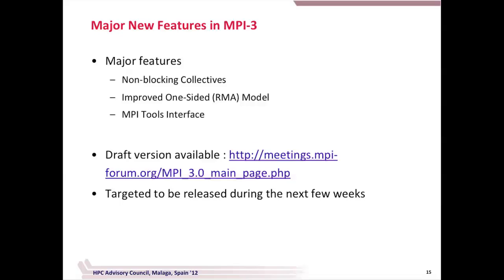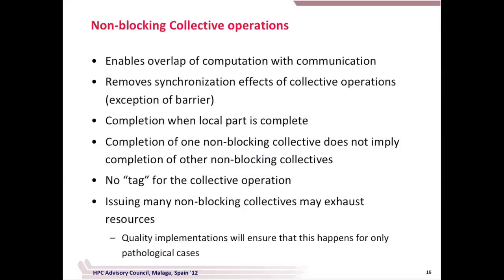There is already a draft version available. In fact, yesterday evening there was a cutoff. The committee has discussed, and everybody has contributed, so the final draft is available. If you go to that site, you can take a look at it. As I mentioned, next week is the EuroMPI conference, and they are trying to vote on this. If it passes the MPI Forum, this will become the MPI 3.0 standard. So I talked a little bit about the non-blocking collective operations.